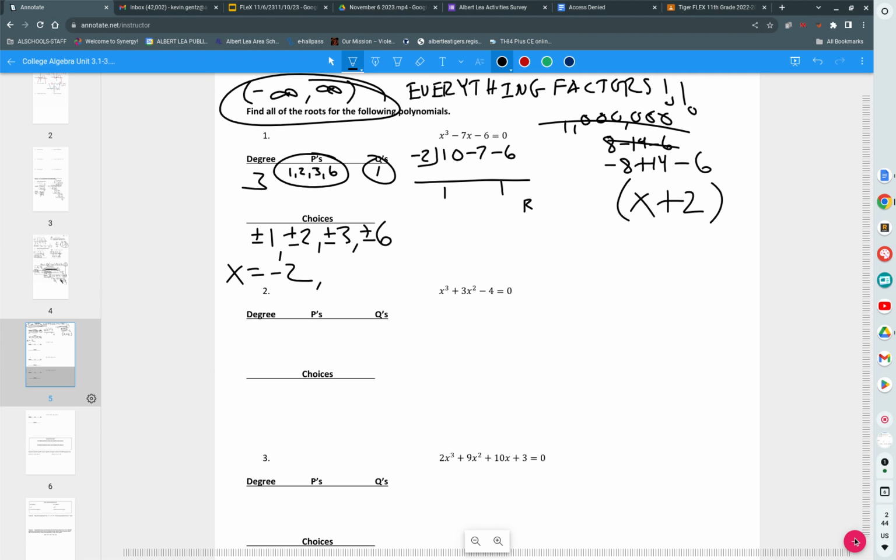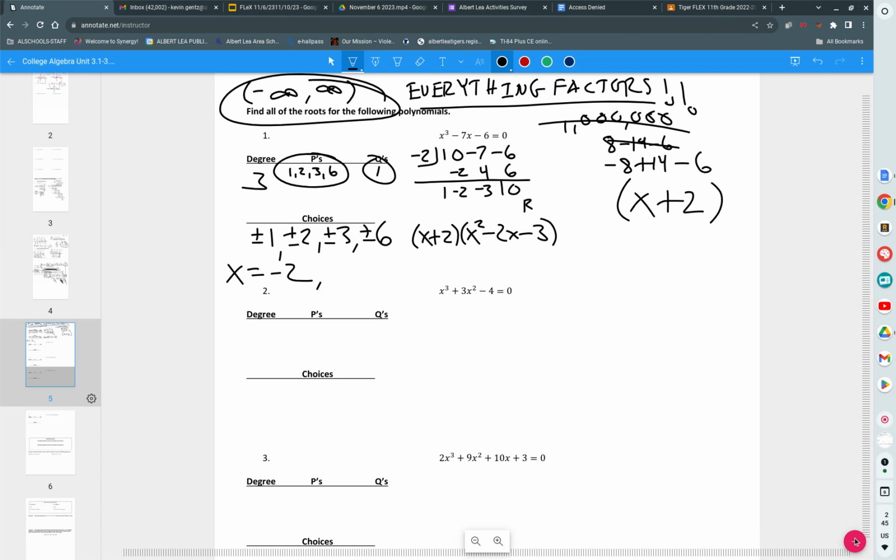Drop the 1, multiply. Add. Multiply. Add. Multiply. Add. And if you don't get 0, you did something wrong. So this thing does factor because everything factors. It factors to x plus 2 times x squared minus 2x minus 3.